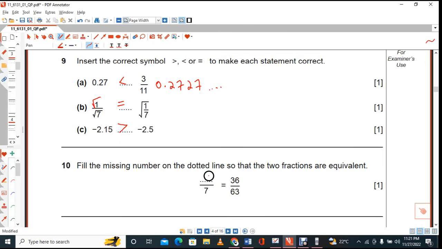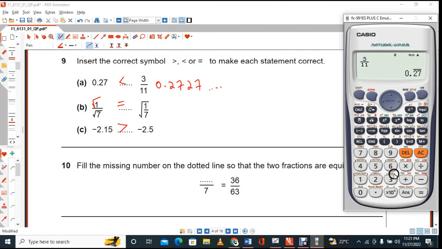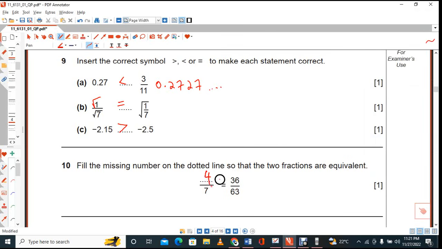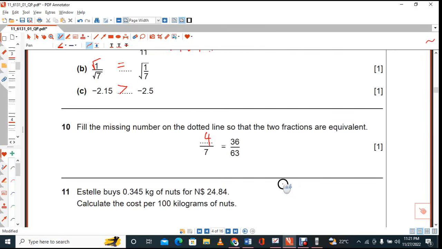Okay, well, you can find this number very easily. If you wish to say 36 upon 63, and then you get a fraction in the simplest form, which is 4 over 7. And that is all that you needed to do in that question there.